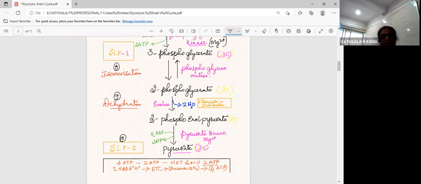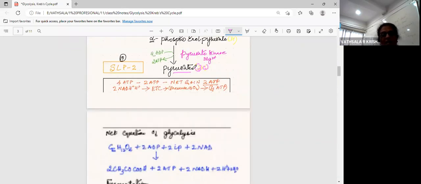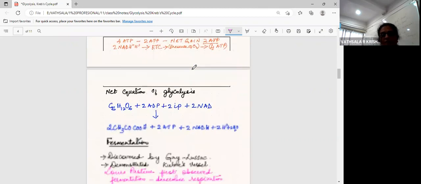Similarly, how many NADH are produced? 2. I told you 1 NADH produces 2 ATP, so 2 NADH means 4 ATP. So what is the net gain in glycolysis? 6 ATP.